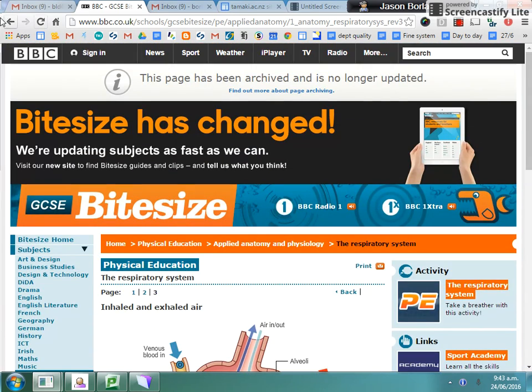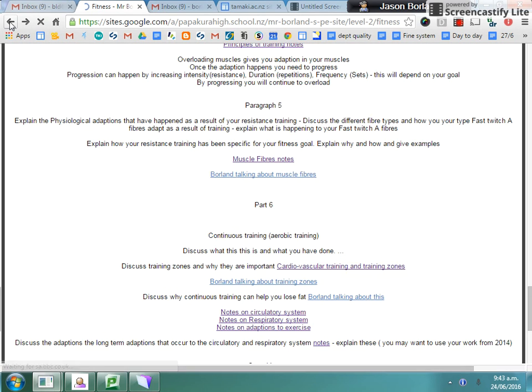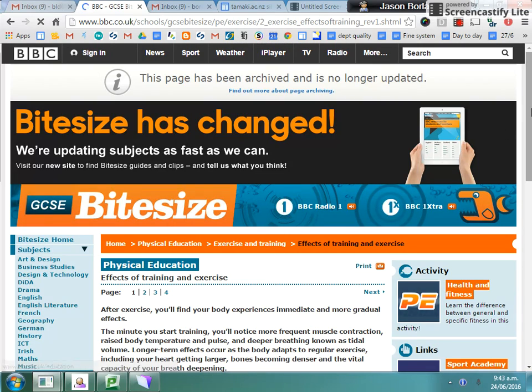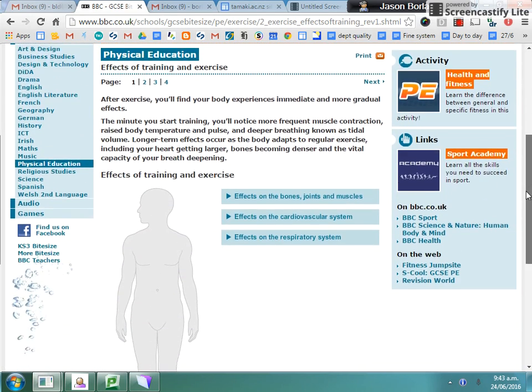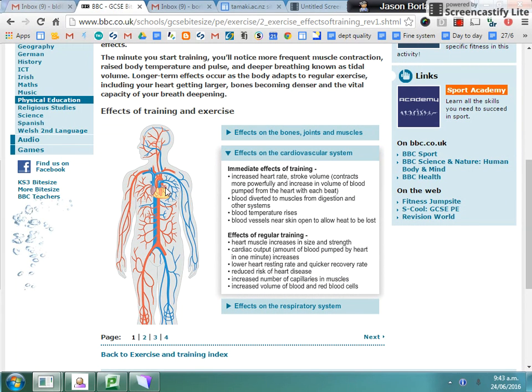Now, there is one more thing I want to show you here. And that will be me finished talking after that. I've already discussed this a lot. We're interested in the long-term adaptations of doing aerobic training.